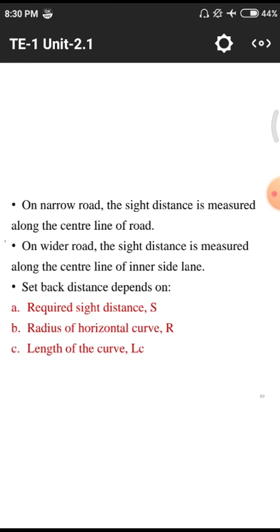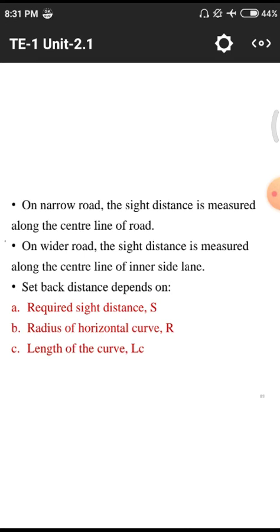Next point: on narrow roads, the side distance is measured along the center of the road. That means narrow roads and compressed roads, the conditions we explained previously. On the outer periphery we have the narrow road, on the inner periphery we have the compressed road. On wider roads, the setback distance is measured along the center line of the inner side of the road. Narrow means compressed roads, wider means elaborated roads.